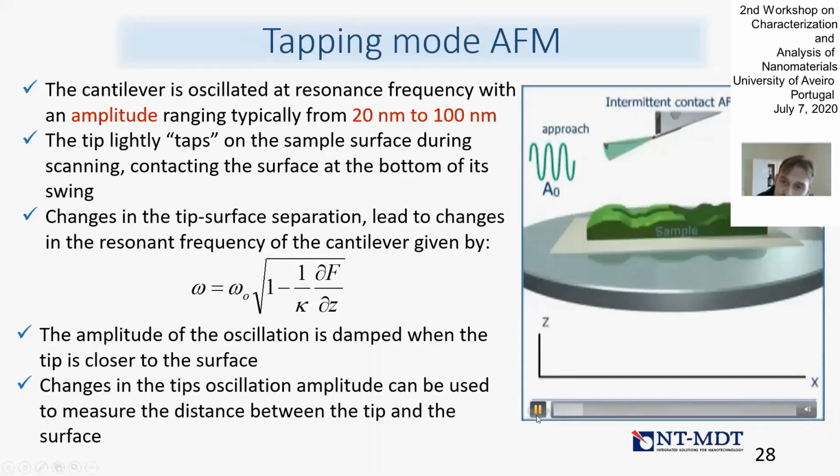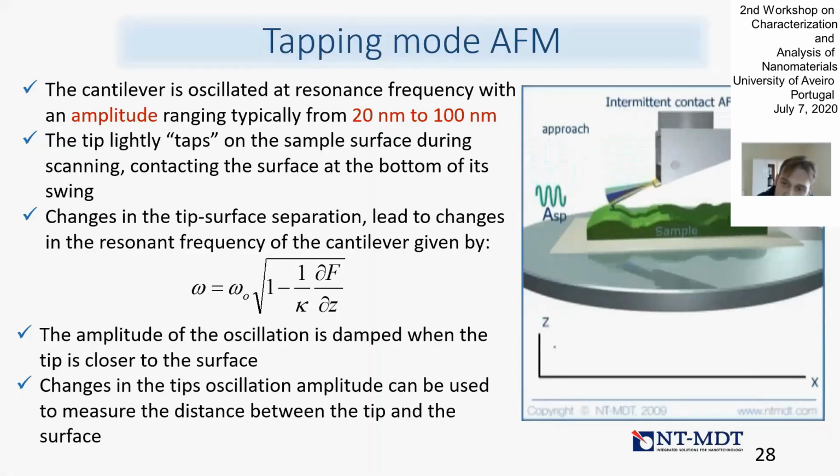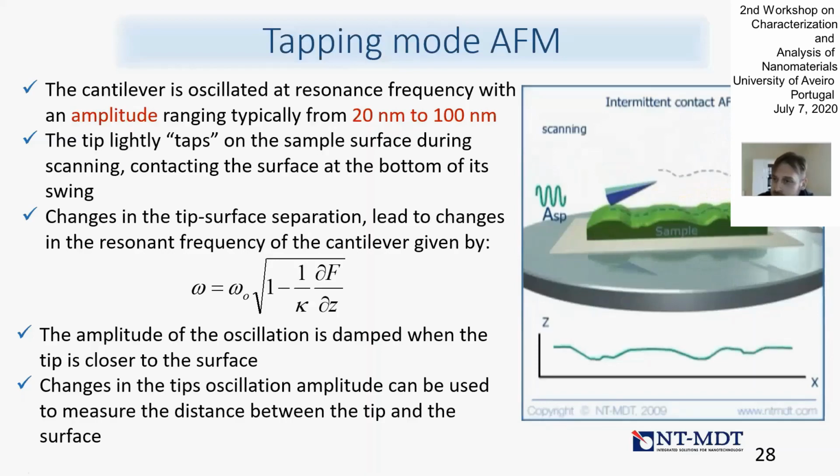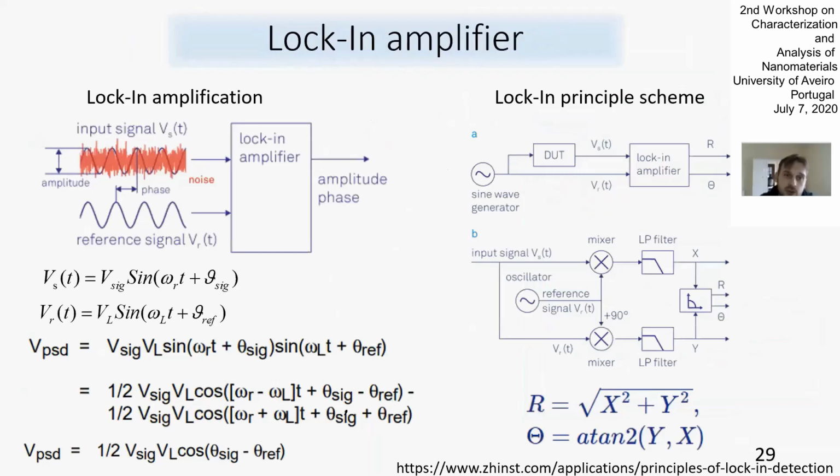So this video from NT-MDT demonstrates the regime of work of the microscope. When the oscillating tip is put in contact with the sample, it decreases in amplitude. This means that if you go closer to the surface, your amplitude becomes smaller, and if you go into strong contact with the surface, you see that your amplitude becomes close to zero, and in that case, the deflection signal changes. So actually, this is the main principle which is used to operate the atomic force microscopy tapping mode.